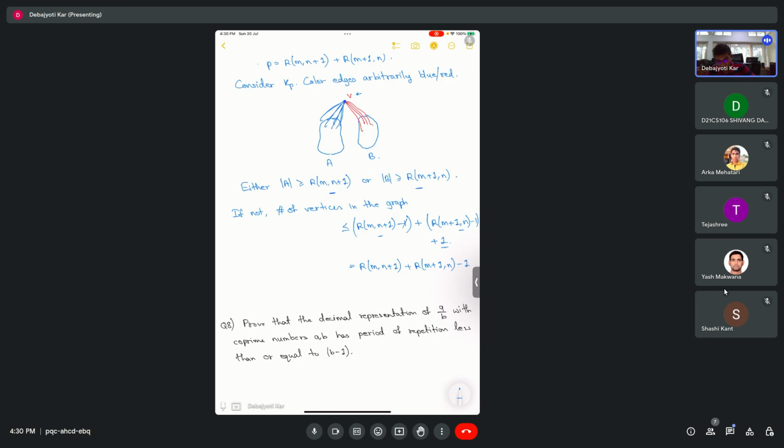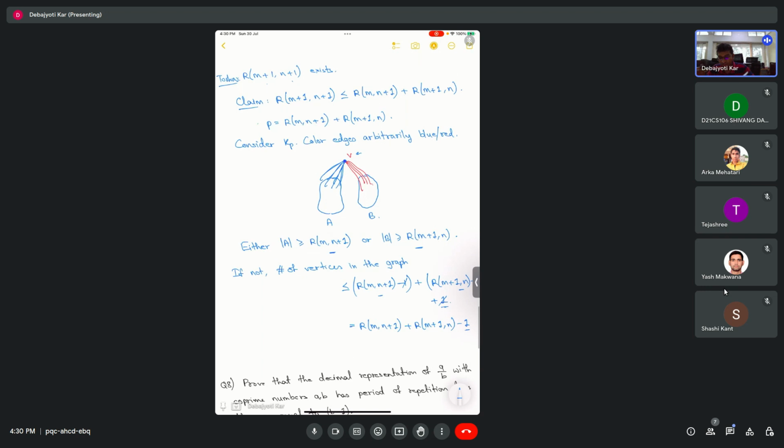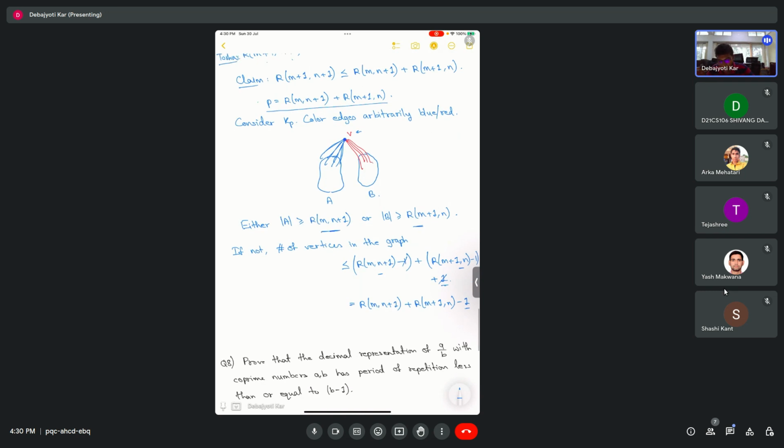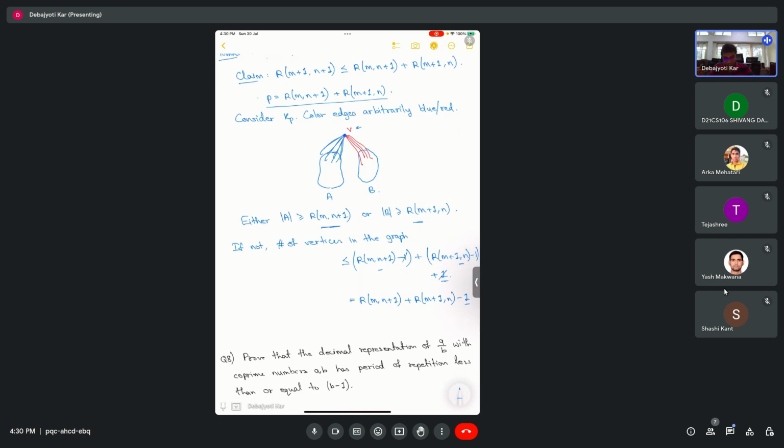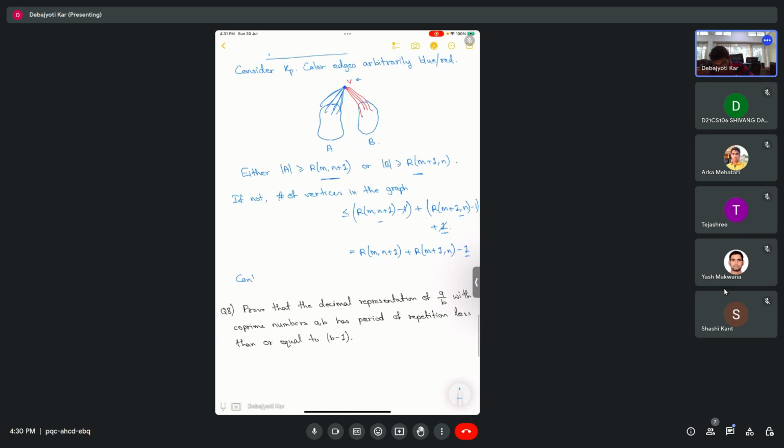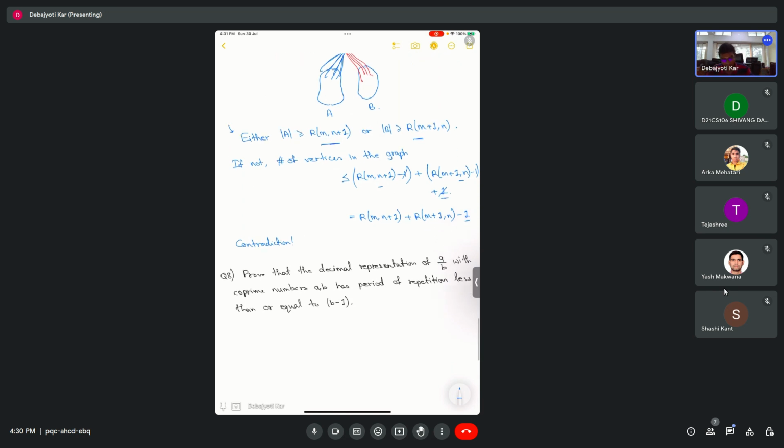Minus 1, right? So one of these minus 1 cancels out, but there is still a minus 1. But then we assume that this graph consists of this many number of vertices, P is equal to this. But if both of these conditions fail, then we have that the number of vertices is at most this thing minus 1, which is a contradiction. So at least one of these two things must hold. Either the size of A is large or the size of B is large. One of these conditions must hold, so we consider both these cases separately.